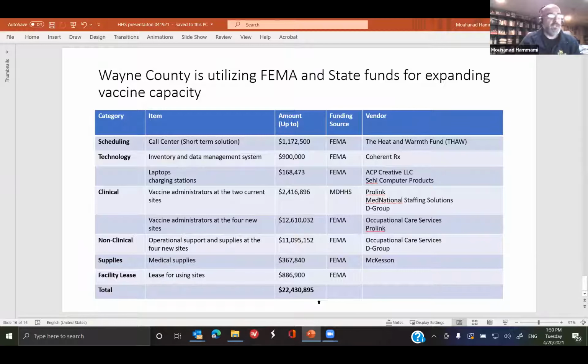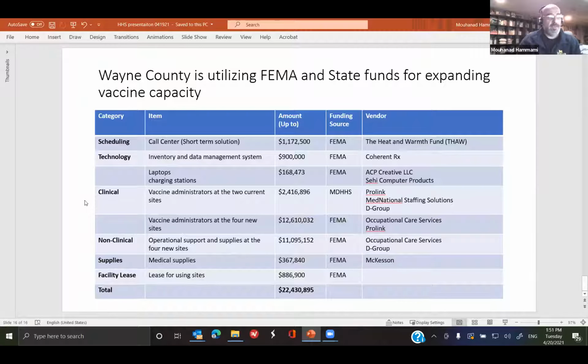There are technology needs, as I mentioned: the inventory system, as well as laptops and ancillaries for registering and handling registration on sites. Those were funded through the FEMA funds, and they were purchased through several vendors.